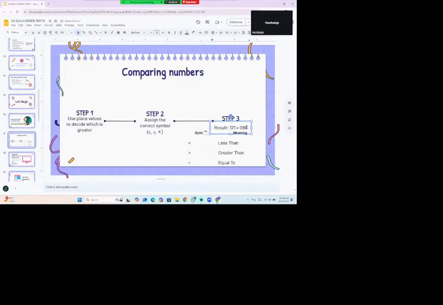In this case, 121 is bigger because 1 is bigger than 0 here. So we would say that 121 is bigger than 99. So the sign we would use for that is this one, because the alligator is eating the 121 because it likes going after the bigger numbers.